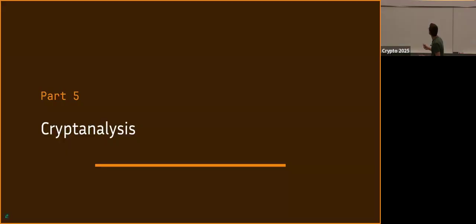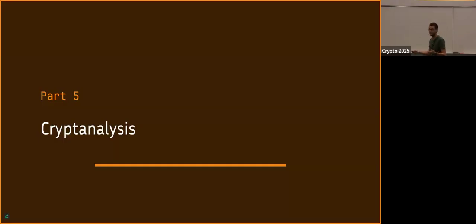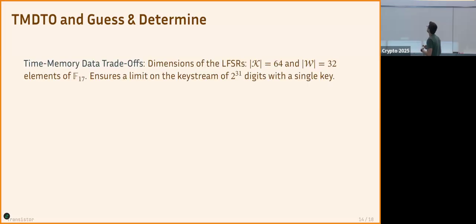Okay, I'm going to go fast on this. And then I'm going to finish with some cryptanalysis. So is Transistor a secure cipher? Because that's the entire point. So the first thing we looked at, of course, is time memory data trade-offs.